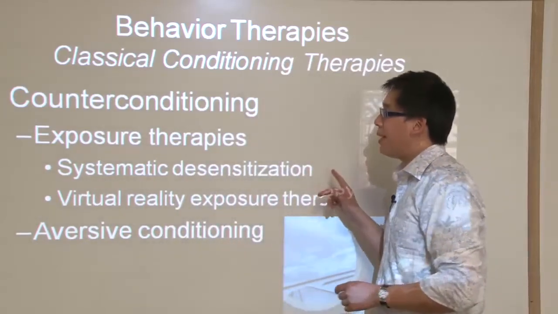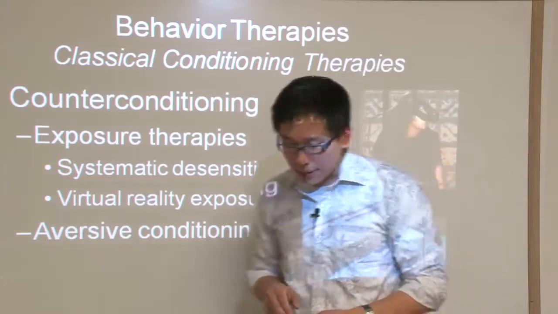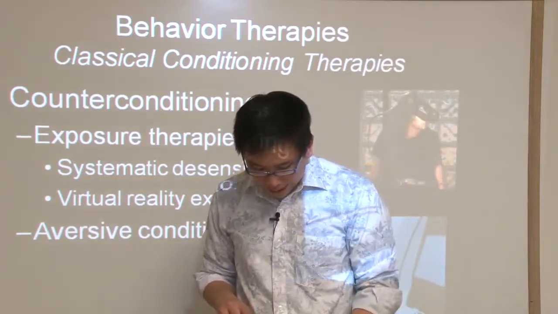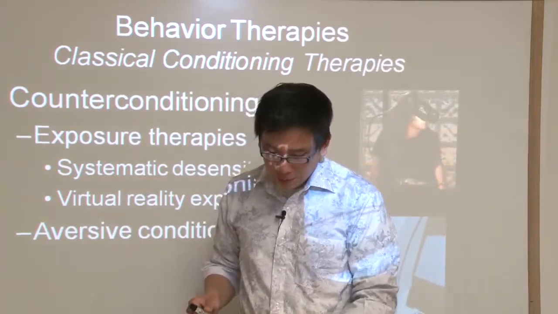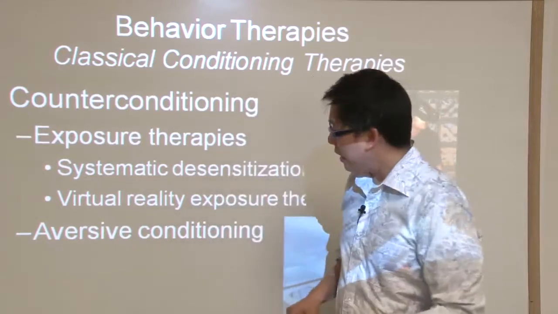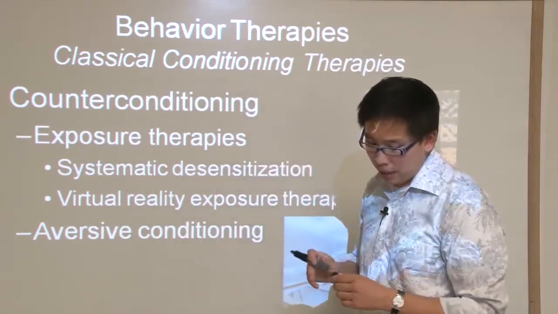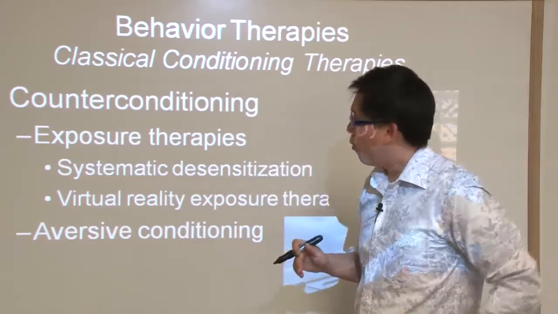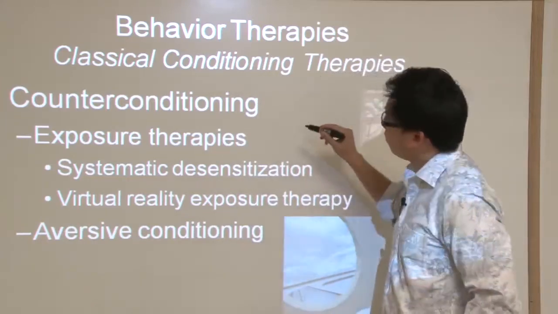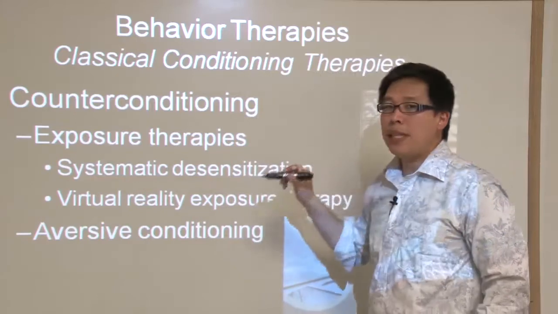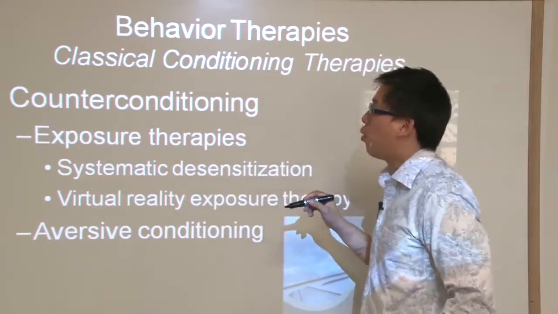The first one I want to talk about is systematic desensitization. This is a very interesting one. Basically, in systematic desensitization, we have a step-by-step exposure to the thing you're afraid of. I'll give you an example. If you're afraid of snakes, what I do is step-by-step expose you more and more to something that's more snake-like.